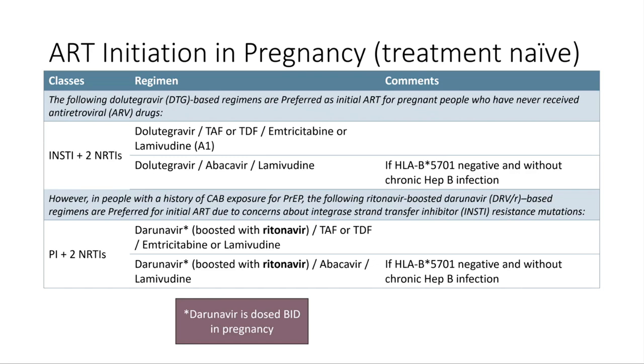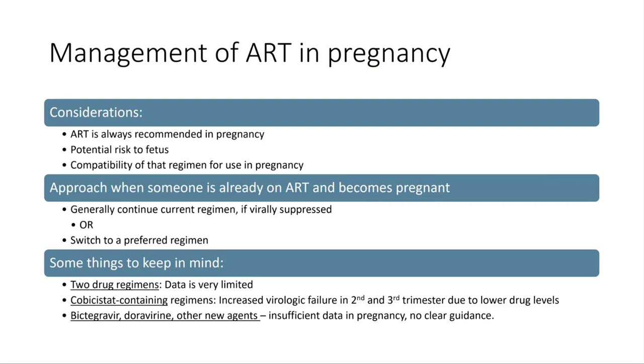If people have a history of cabotegravir for PrEP, it goes back to the PI regimen, but darunavir and ritonavir are BID dosing in pregnancy. This has changed in the guidelines. It used to be raltegravir. Now there's sufficient evidence for dolutegravir, it has a higher barrier to resistance, and it's more widely available, so it has superseded raltegravir as the preferred regimen.